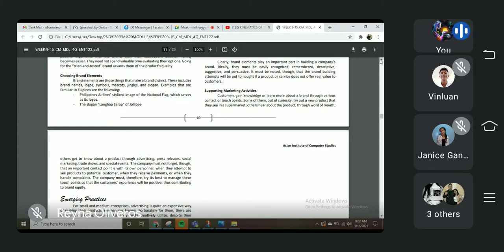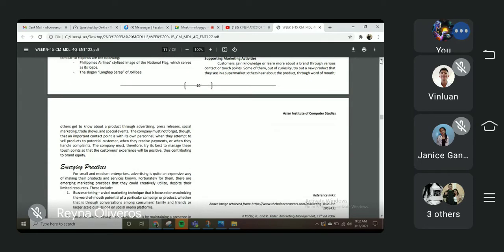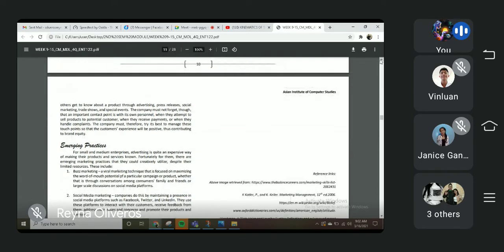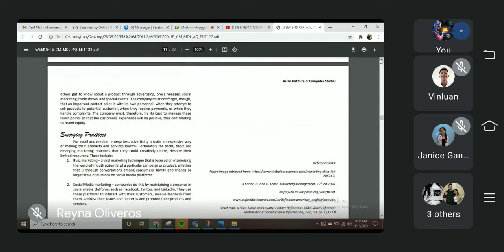Okay? So, let us now proceed with the last topic sa module number 10, and that is emerging practices. Sa emerging practices naman, for small and medium enterprises, advertising is quite an expensive way of making their products and services known. So, fortunately for them, there are emerging marketing practices that they could creatively utilize despite their limited resources.